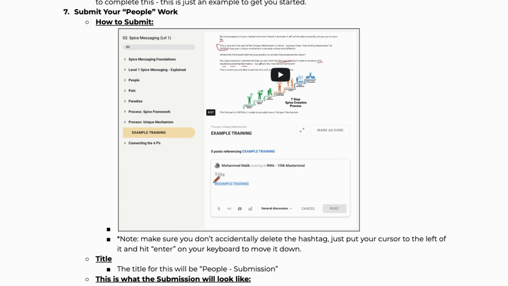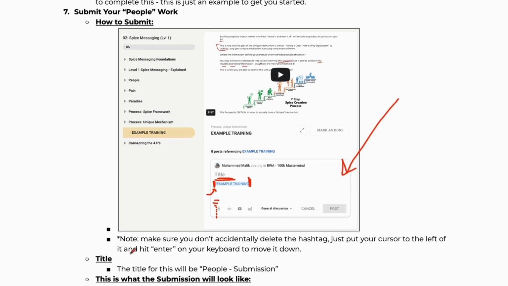If you want to add things above that hashtag, we're going to teach you how. You're just going to put your cursor on the left side of the hashtag, all the way on the left side, and then hit enter on your keyboard. That hashtag is going to move down the list, so that you have some space above the hashtag to put the submission that we're going to walk you through in just a second. Really important, so that you understand how to submit your submission on here.